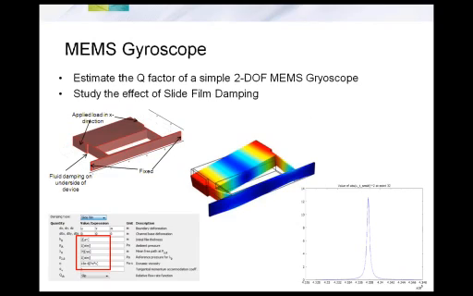Once this is calculated, then film damping is used, which is basically fluid damping on the underside of the device. Once film damping is included, you can actually see the variations in the Q factor, and you can calculate the effect of film damping then. So this is used in many, many MEMS applications then.